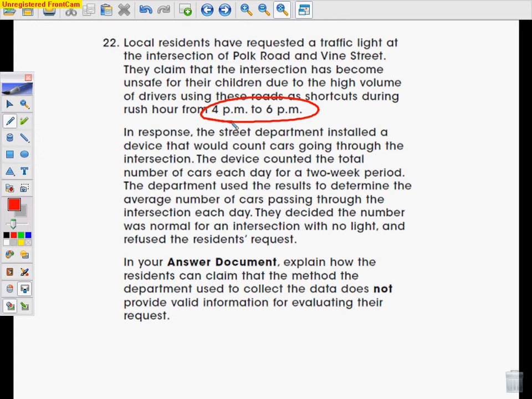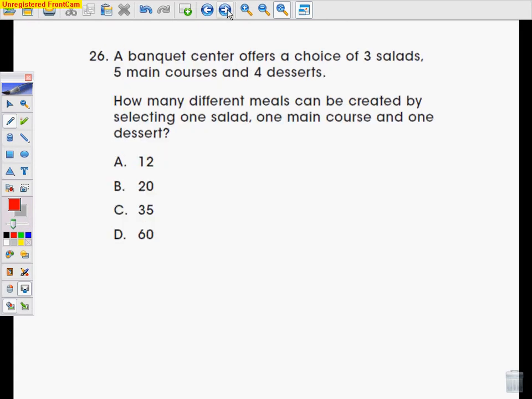But because they collected it throughout the whole day, we don't exactly know what happened between the time of 4 p.m. and 6 p.m. You could also say the street department sample included weekends, when there's less traffic during rush hour because many people don't go to work. So they shouldn't collect data during the weekends. All right, so all of that are things that you could actually talk about in this problem to verify the resident's request. Okay, let's go on.